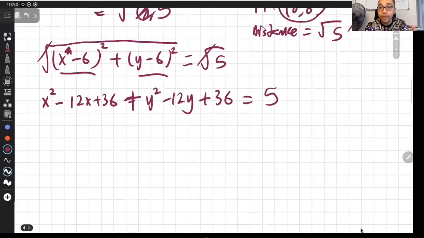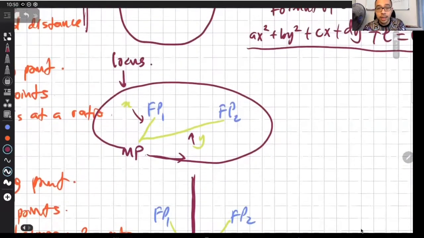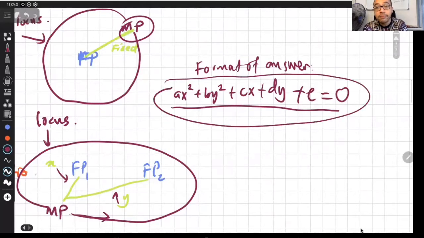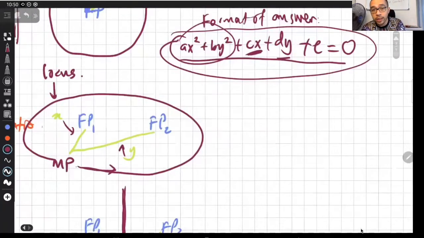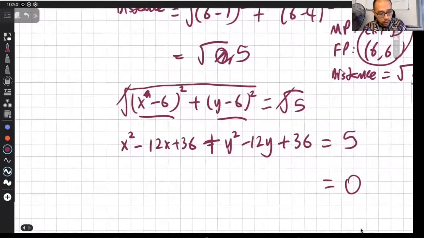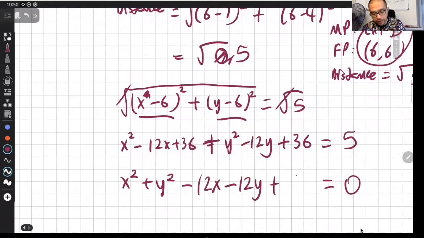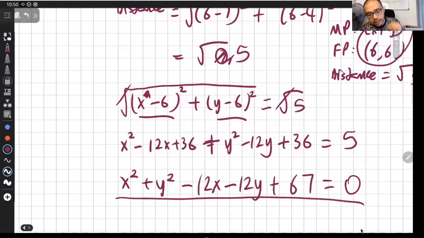Then you move everything over. Most importantly, it must equal zero, because remember, I said just now that this is our format of answer. Not all elements must be present, but usually there's at least the x squared and y squared. Sometimes the x and the y are missing. It's possible. But definitely the x squared and y squared will definitely be there. So we are looking at x squared plus y squared minus 12x minus 12y plus 67 equals to 0. And this is the equation of the circle.